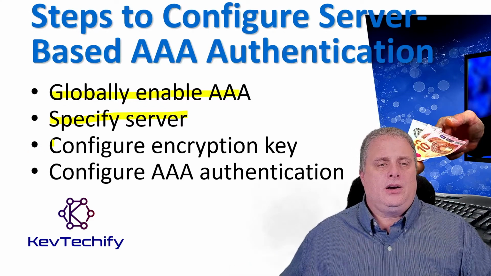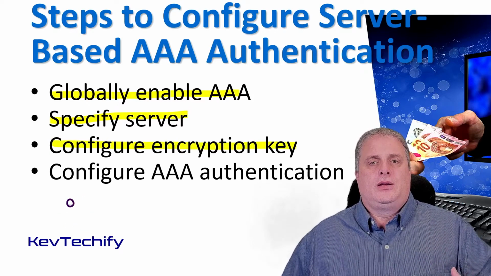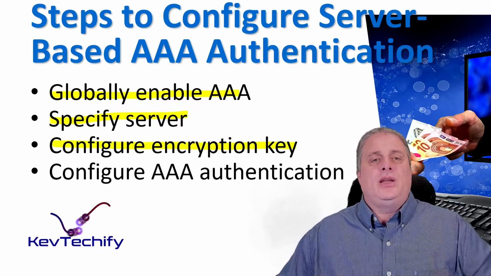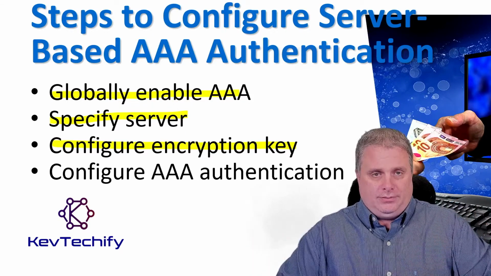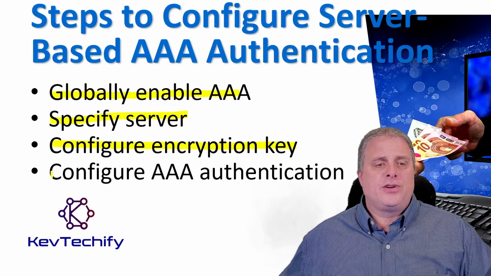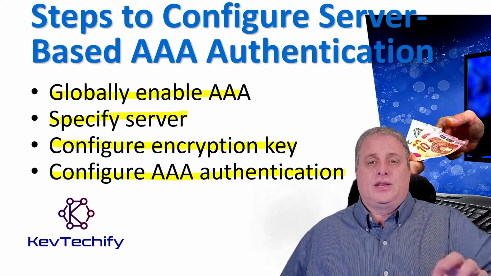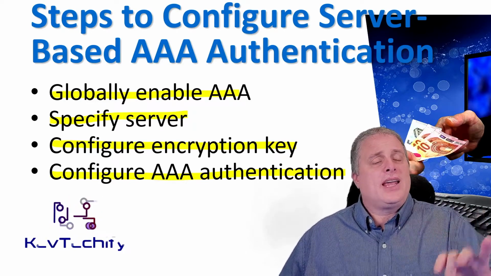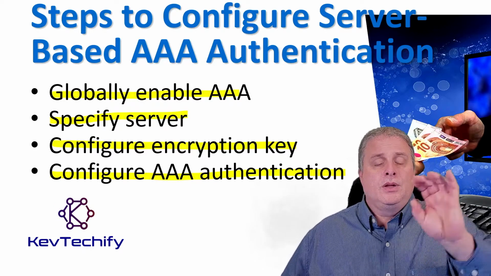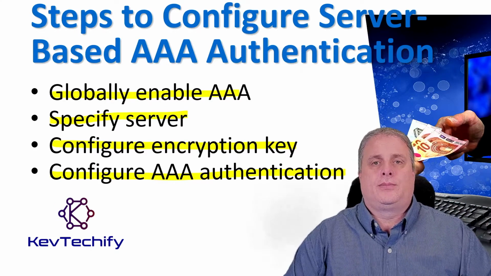Step 3 here is to configure the encryption key needed to encrypt the data between the network device and that AAA server. So we have to configure that key. And finally, the 4th step here is to configure the AAA authentication method list. And what we're going to do is refer to either the TACACS or the Radius server. For redundancy, it's possible to configure more than one server.